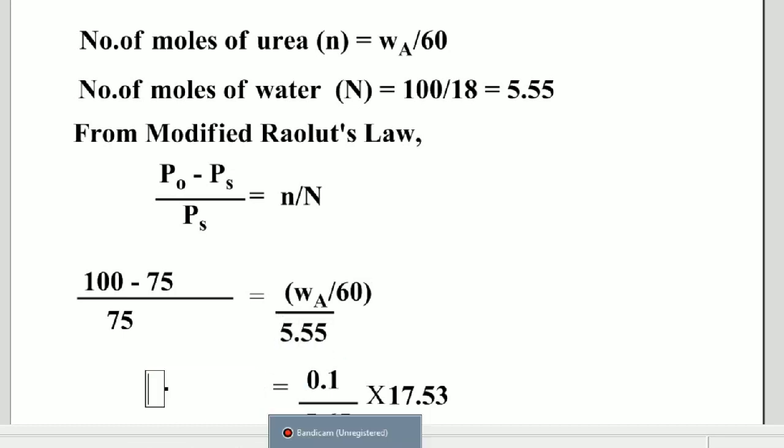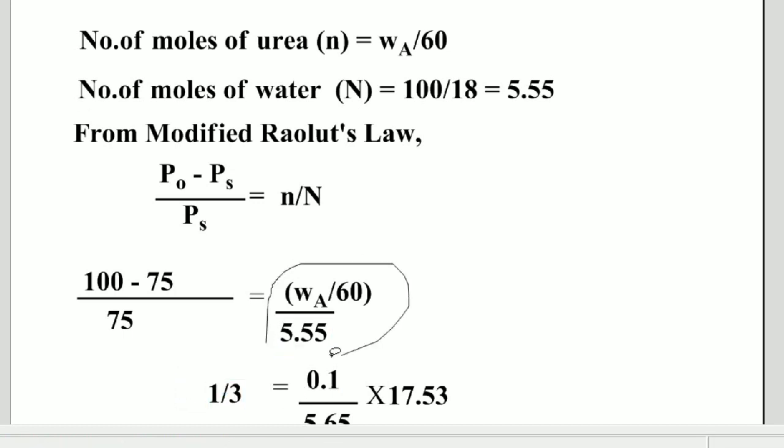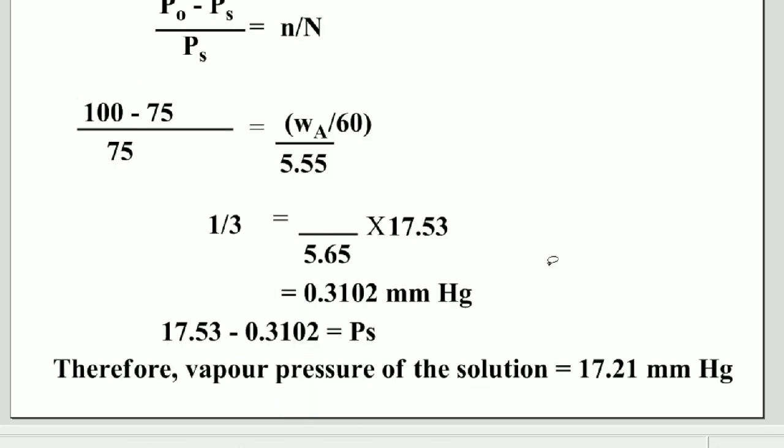Students, we know that 100 minus 75 by 75 means 25 by 75, which you can write as 1 by 3. So 1 by 3 is equal to how much, students? 1 by 3 is equal to Wa by 60 into 5.55. Therefore we can write like this, students.